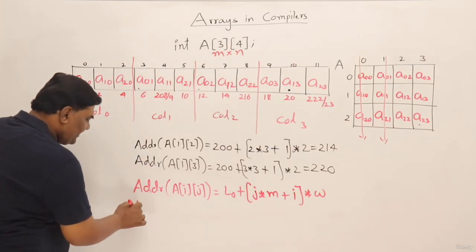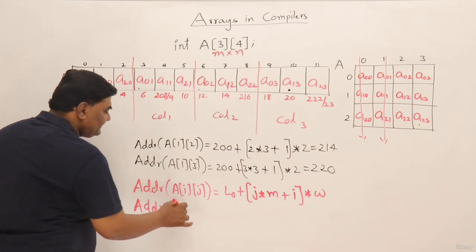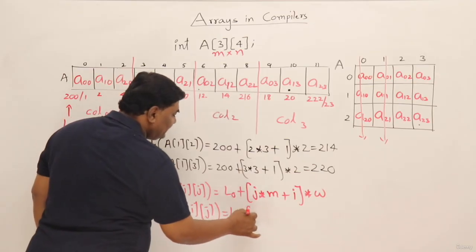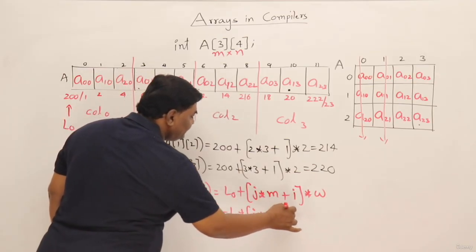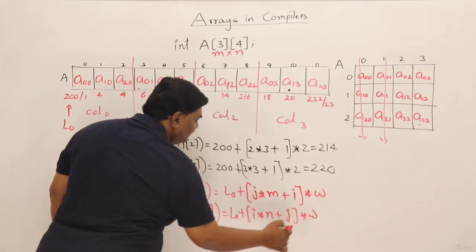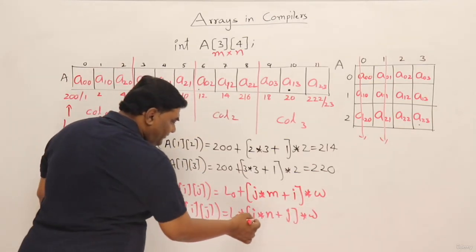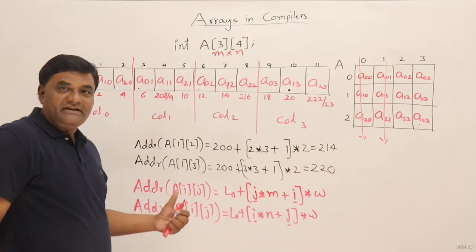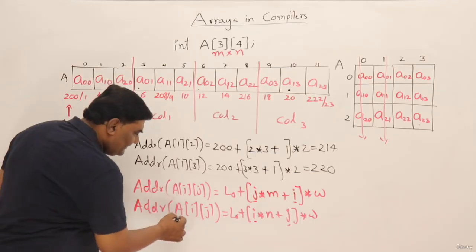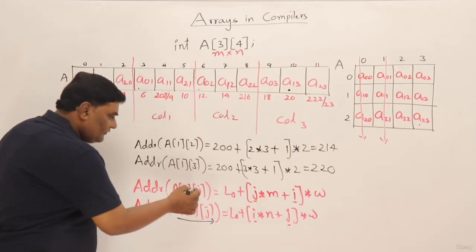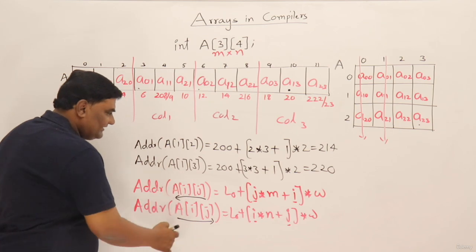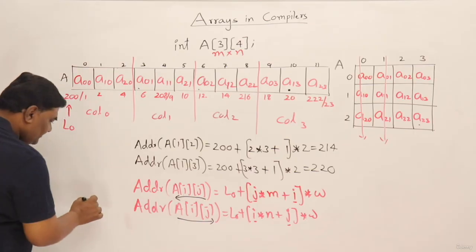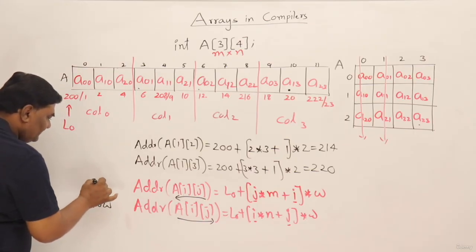I will write down the row measure mapping formula also just below this one, so that we can see the difference between them. This was the row measure formula: L0 plus i into n plus j, multiplied by w. In row measure, i was used first, then j, but in column measure, j is used first, then i. So I can say that in row measure, we go from left to right, and in column measure, we go from right to left. So first j, then i. In row measure, first i, then j. So this is for row measure and this is for column measure.